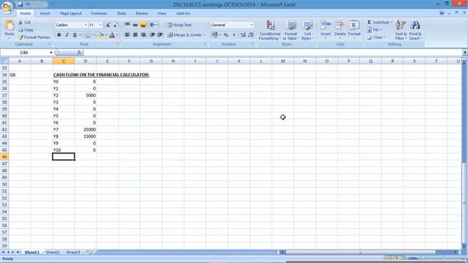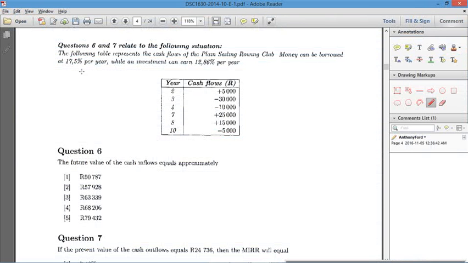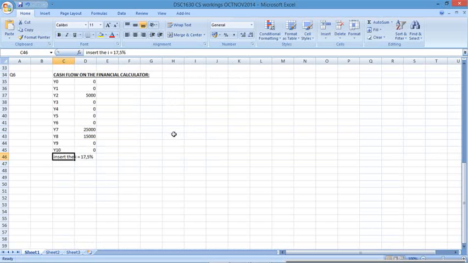And then what I'm going to do is substitute in. Insert the I. The I in this particular case is going to be the 17.5%. Given the question, that's the rate at which money will be borrowed. And I then solve.